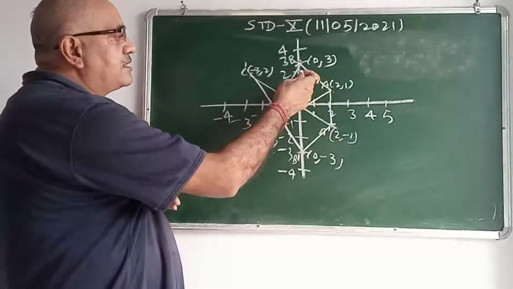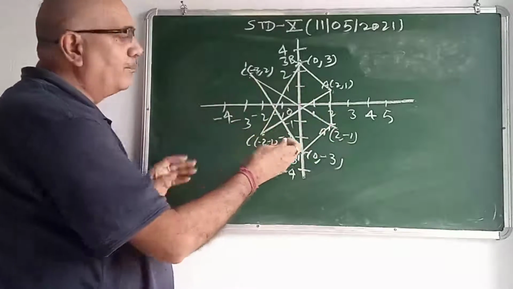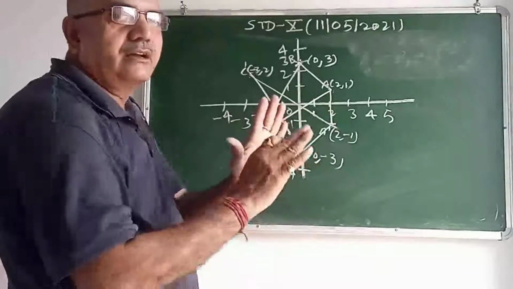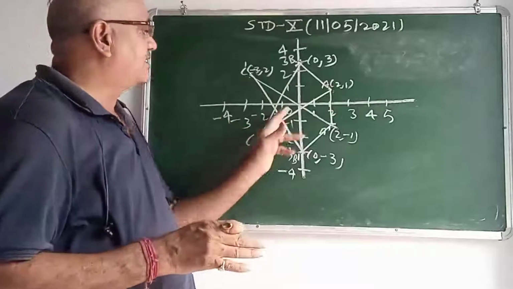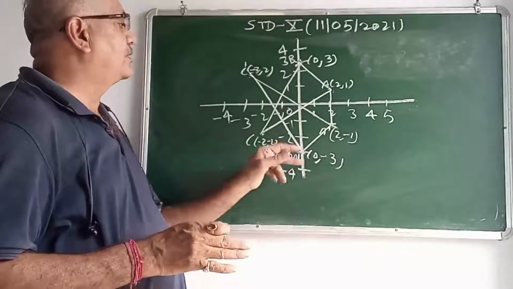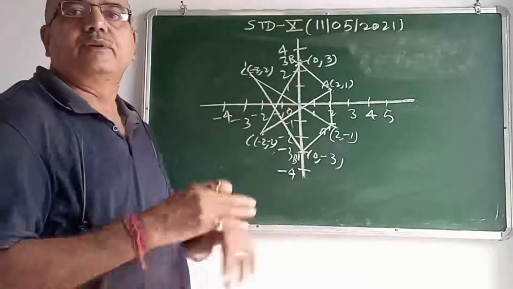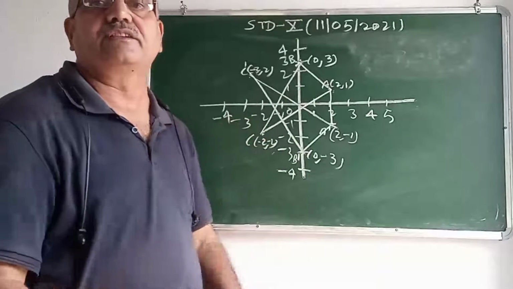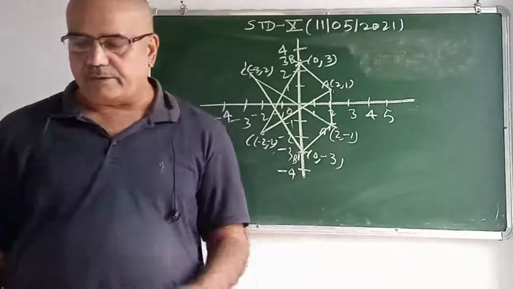Now, whether this is a congruent triangle, measure with a scale. You will come to know all the sides are equal: this side equal to this side, equal to this side. Their corresponding sides are equal, which means the two figures are congruent.